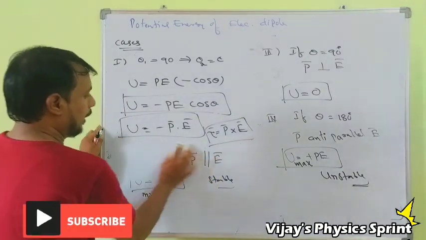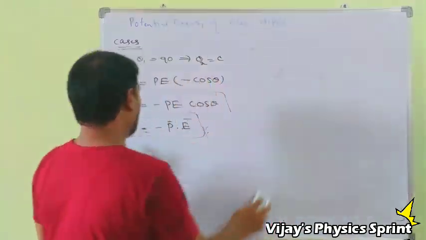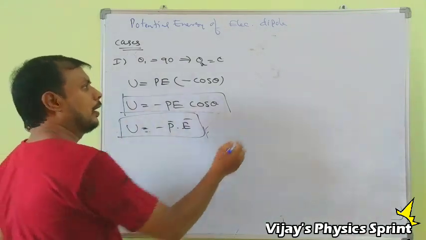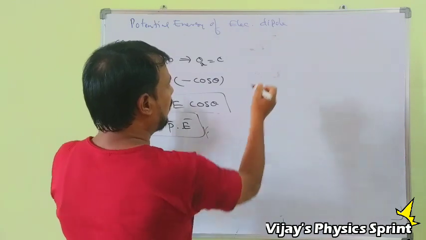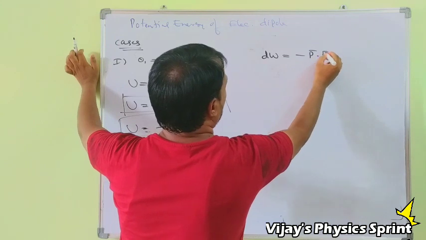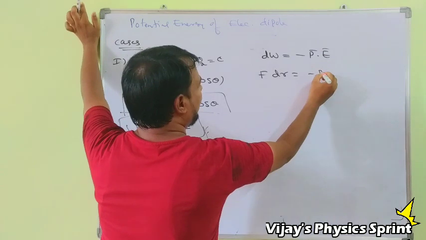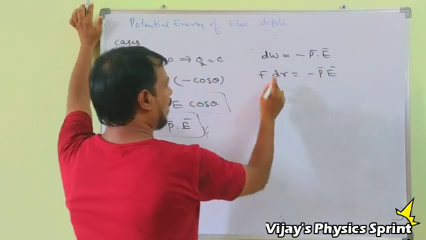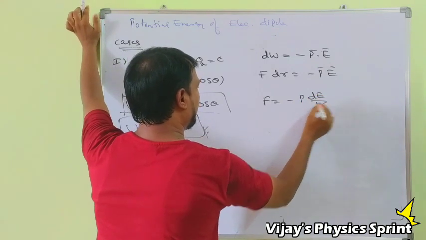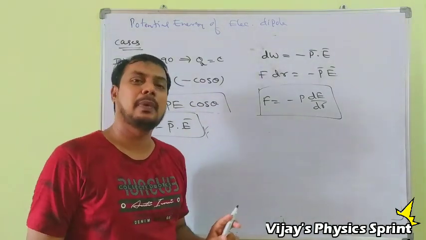So this is the potential energy of an electric dipole: U equal to minus P dot E. U is the potential energy or work done. The work done is written as dW equal to minus P dot E bar. Work done is nothing but force into displacement, and the force becomes minus P dE by dr. So the force can be written as F equals minus P dE by dr.